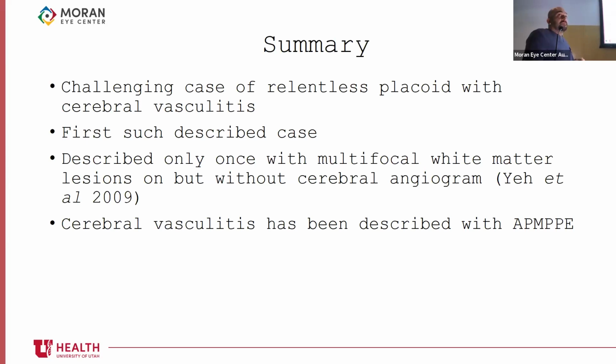Cerebral vasculitis has been described in a condition that's often described to be similar to relentless placoid, which is AMPPE. AMPPE, however, conventionally tends not to scar, although there is outer retinal change, which is why I think Al, Marissa, and I all treat these AMPPE patients with steroids, because you will lose something. But it was never really described with relentless placoid. So when patients complain of neurological symptoms, make sure you do the necessary workup.